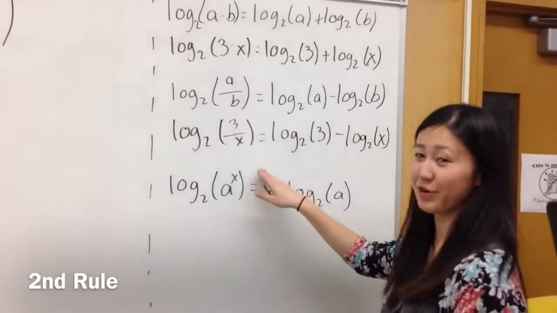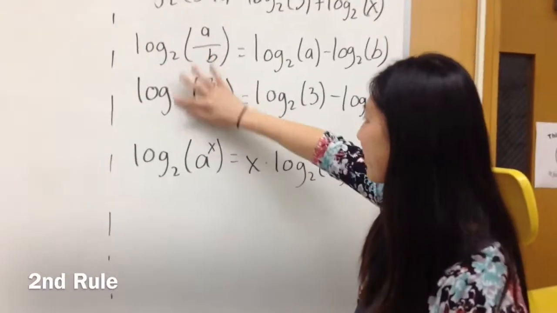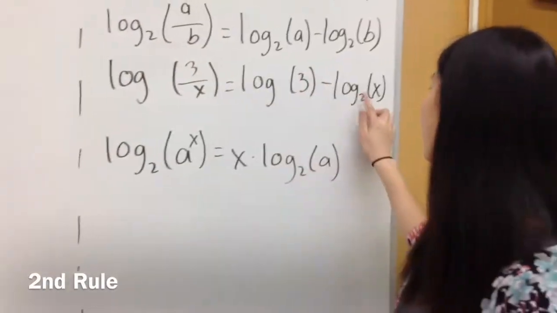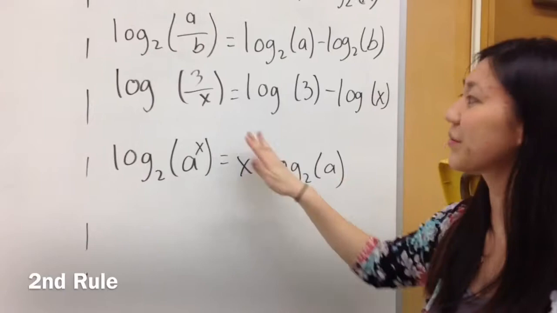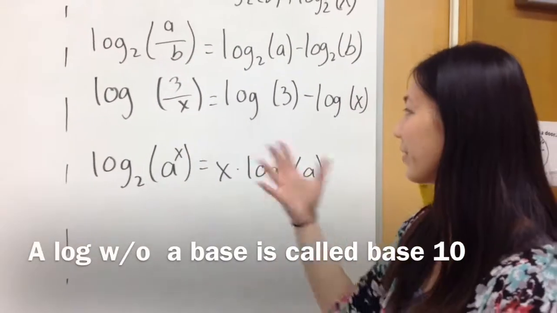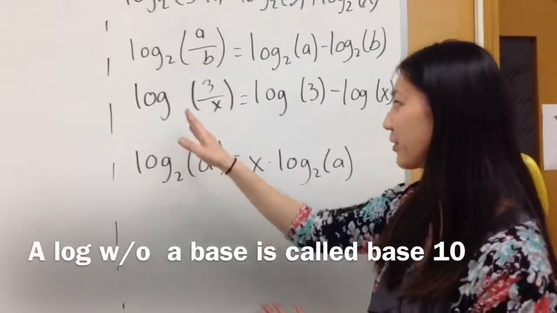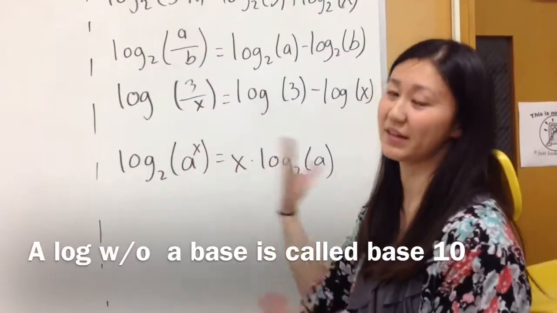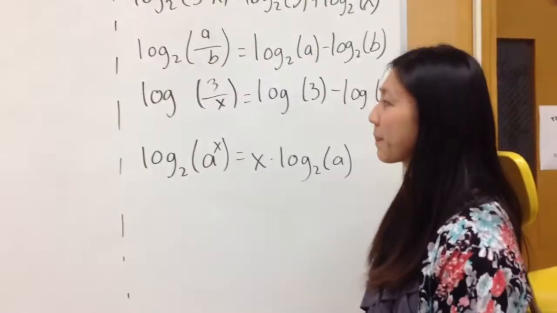Actually, let's make this a little bit more interesting by erasing the 2's here. Now if I don't have a base, this really just means base 10. So this is base 10. It's important for you to know that if you don't see a log with a base, it's automatically base 10.